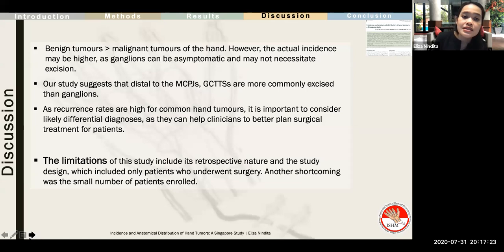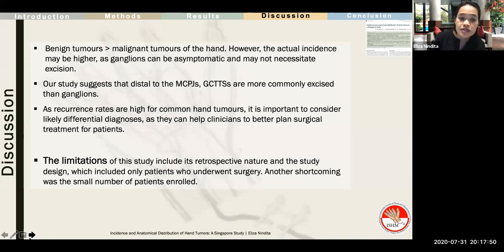So the study suggests that distal to the MCPJs, we should consider diagnosing GCT because they are more commonly excised than ganglions. And recurrence rates are high for common hand tumors. It is important to consider the likely differential diagnosis, as it can help clinicians better plan surgical treatment for patients.